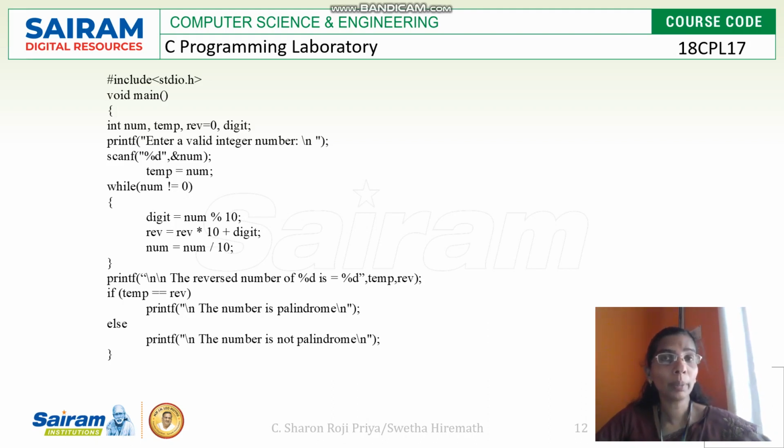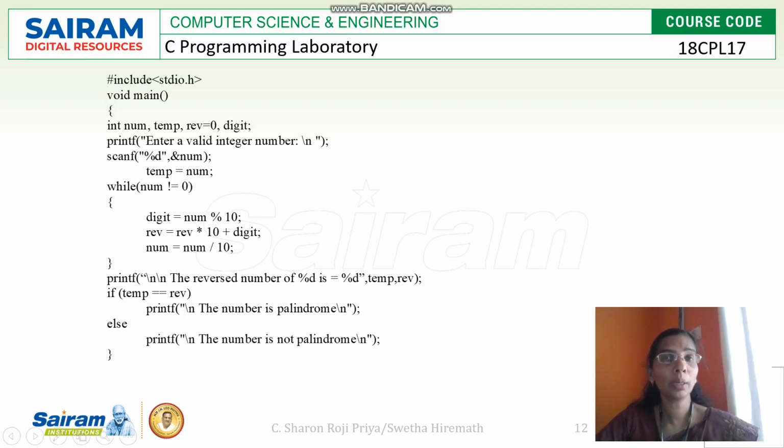Now what could be the next number? I have extracted the first digit, so remaining is 45 only. In that 45, next I have to take the 5. So how can I get that 45? Divide that number by 10. The quotient will be your next number. So num is equal to the original number divided by 10. So this process I will repeat until my num becomes 0.